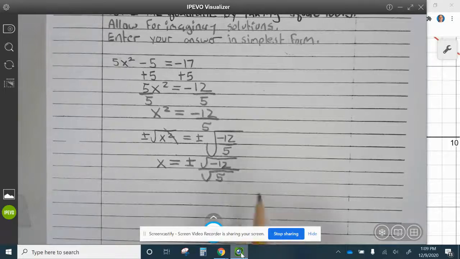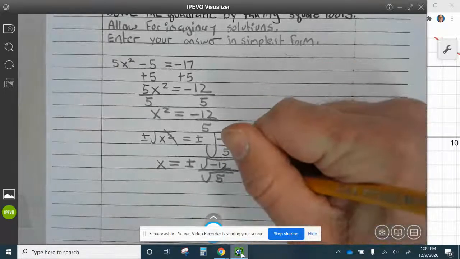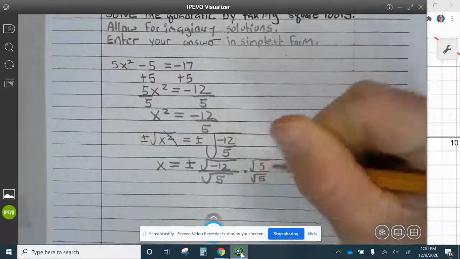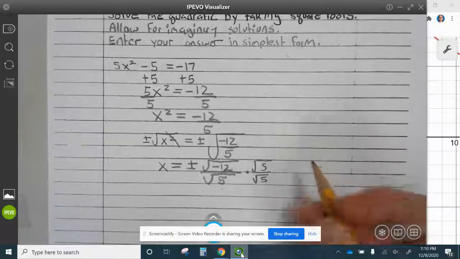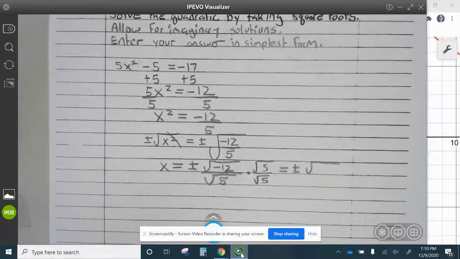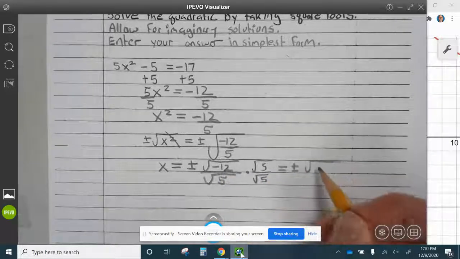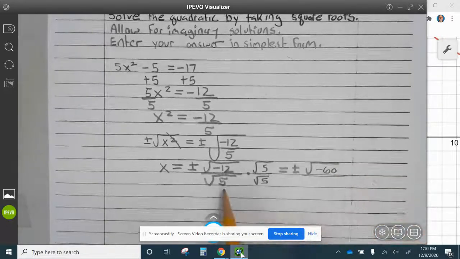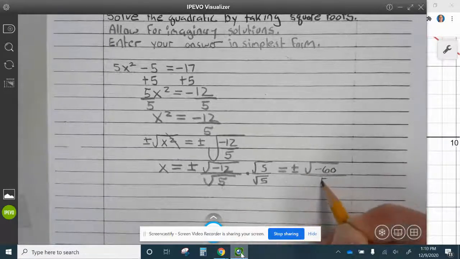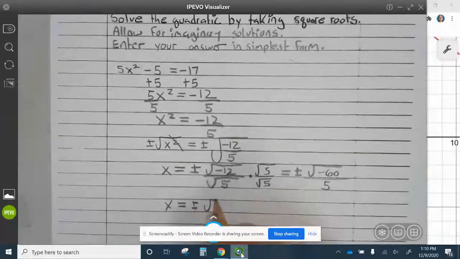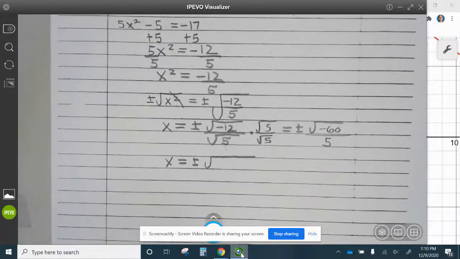Now we need to multiply everything by the square root of 5. We can't have a square root in the denominator. So then this equals plus or minus the square root of negative 12 times 5, which is negative 60, divided by square root of 5 times square root of 5, which is 5. So x equals plus or minus, we need to see if we can reduce 60.